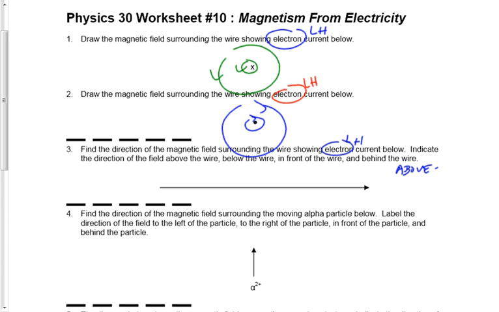So when they're above the wire, which way are they pointing? Into the page. How many people got that one? Good. Behind the wire, you can see that they're pointing down toward the bottom of the page. If you're below the wire, it's going to be exactly opposite because it continues around in a circle. Below the wire, it's out of the page. And in front of the wire, they're pointing up the page.